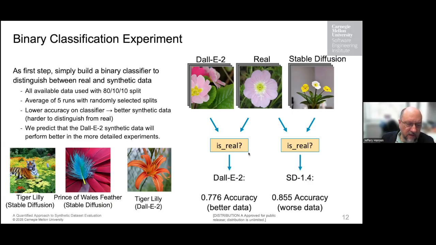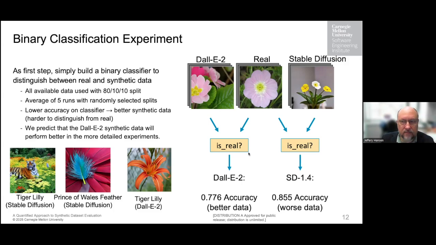Here in the lower left, there are some examples of faults that we saw from Stable Diffusion. The picture on the left with the tiger was synthetic Stable Diffusion trying to generate a tiger lily. Then there was a Prince of Wales feather, where it gave us an actual feather instead of the flower called the Prince of Wales feather. It got confused. Dolly does a little bit better. There's Dolly's tiger lily. I found far fewer examples of these wildly unexpected images.